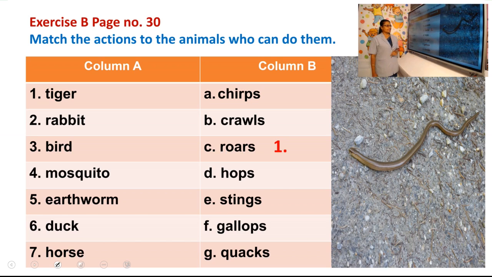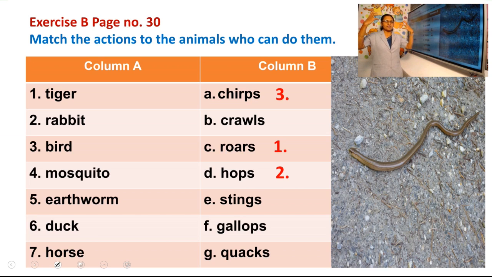Next, rabbit. What does a rabbit do? Rabbit? Exactly. Rabbit hops. Hops means to jump. Rabbit hops. Next, bird. What does a bird do? Bird chirps. Exactly. Bird chirps to make a high-pitched sound. That is chirps.